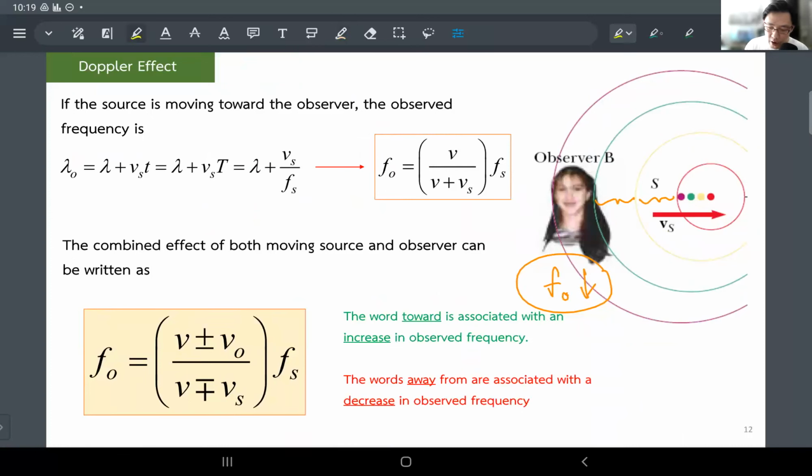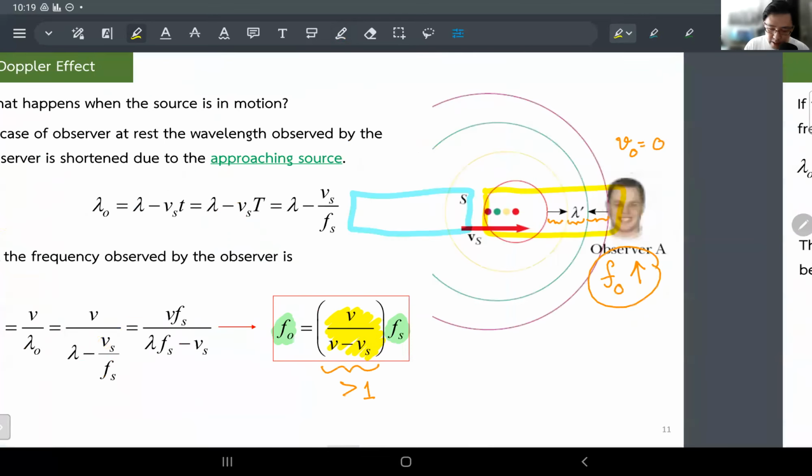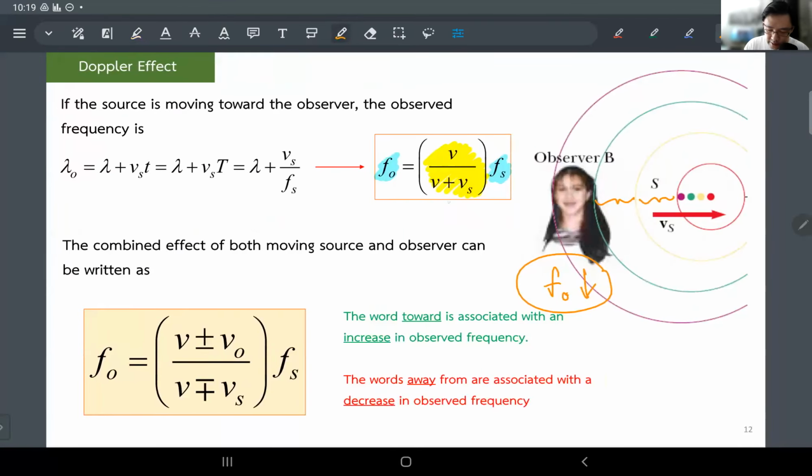But no problem. In that case, the observed frequency will be some multiple of the source frequency. But when you look at the ratio, that factor over here, in this case, is going to be less than 1. Oh, did I say less than 1? Yeah. All right. Less than 1. And that makes perfect sense. Check. Done.